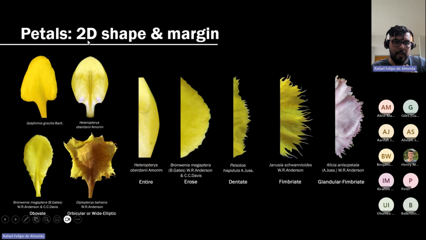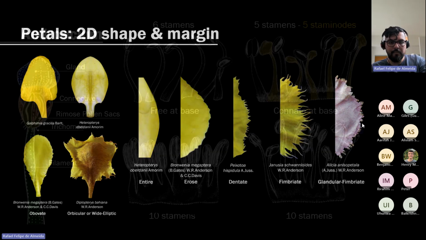Also, petals vary in shape and margins. They can be obovate, orbicular, or widely elliptic. They are often entire, but they can also be erose, dentate, fimbriate, or even glandular fimbriate, with tiny glands at the end of each fimbria.